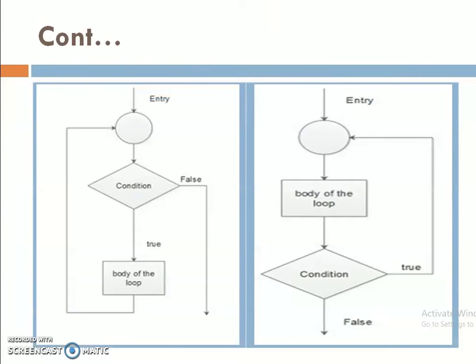This is the flow chart of the entry control loop and exit control loop. In an entry control loop, first the condition is checked. If the condition is true, then the body of the loop is executed. Otherwise, skip the body of the statement. In an exit control loop, the body of the loop is executed the first time, then after that the condition is checked. If the condition is true, then the body is executed again.